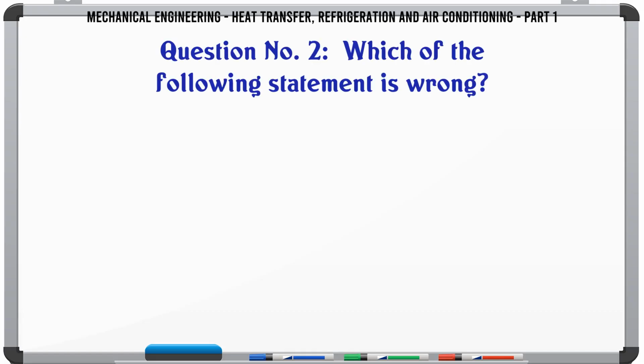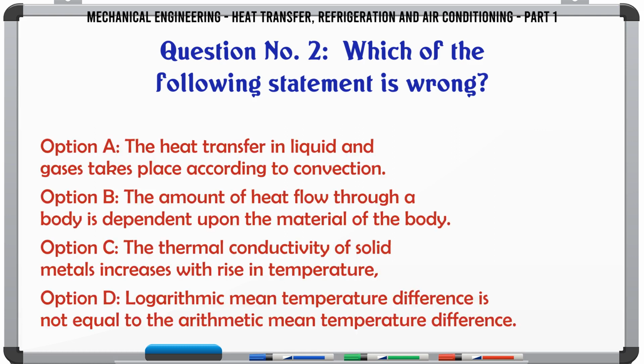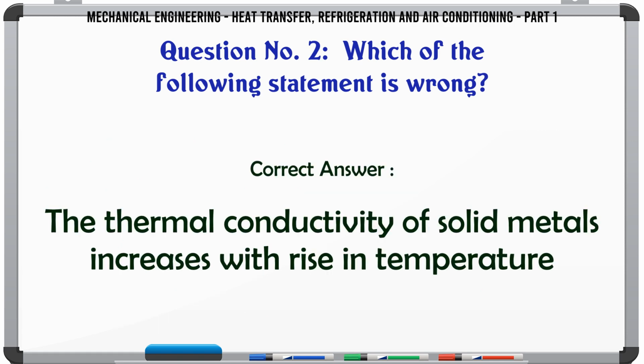Which of the following statements is wrong? A. The heat transfer in liquids and gases takes place according to convection. B. The amount of heat flow through a body is dependent upon the material of the body. C. The thermal conductivity of solid metals increases with rise in temperature. D. Logarithmic mean temperature difference is not equal to the arithmetic mean temperature difference. The correct answer is the thermal conductivity of solid metals increases with rise in temperature.